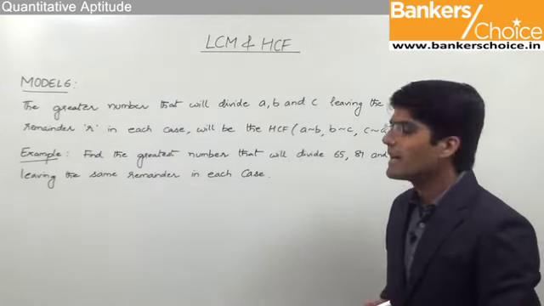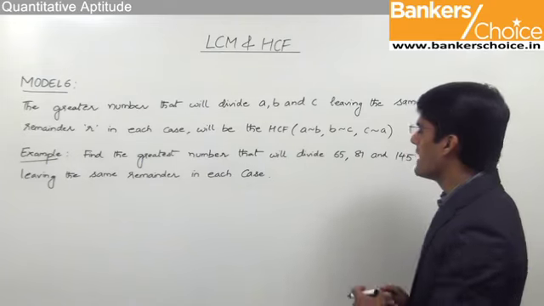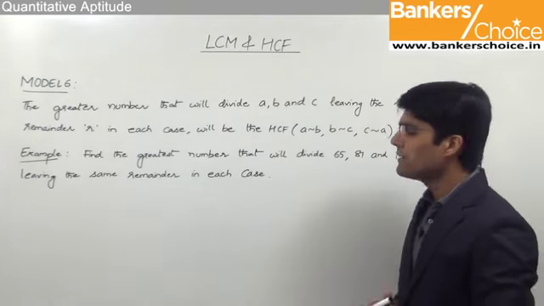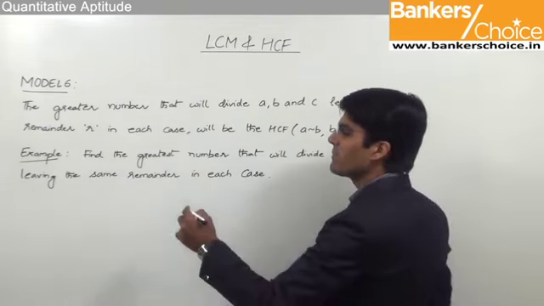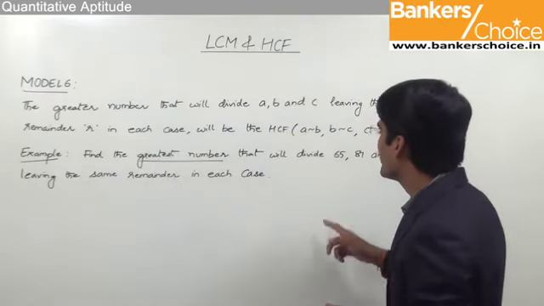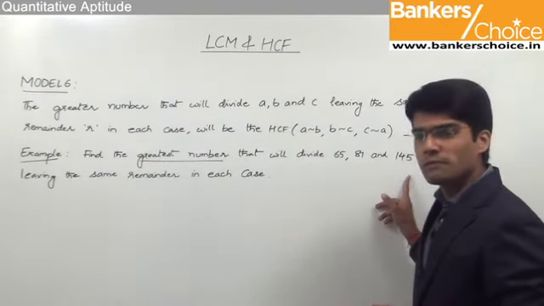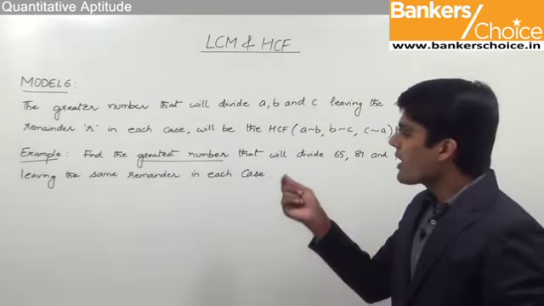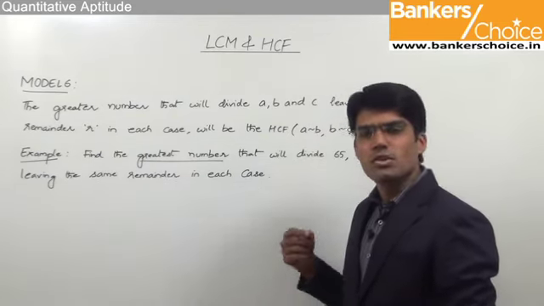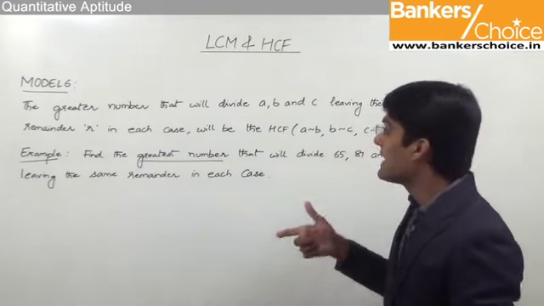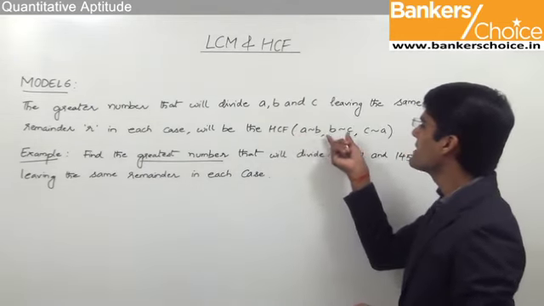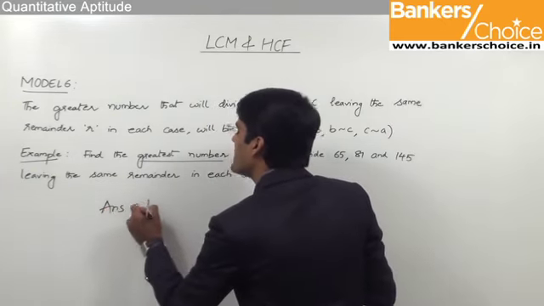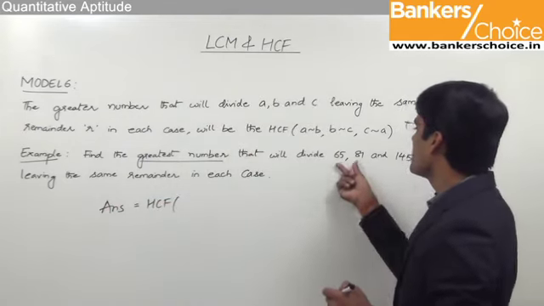Let us take an example to understand this. Find the greatest number that will divide 65, 81 and 145, leaving the same remainder in each case. So as you can see here, we are supposed to find out the greatest number that can divide 65, 81 and 145 by leaving the same remainder in each of the cases. Now, what is that remainder which is left out is not required to solve these type of questions. Why? Because the answer actually is HCF of the differences that we get out of these three numbers.